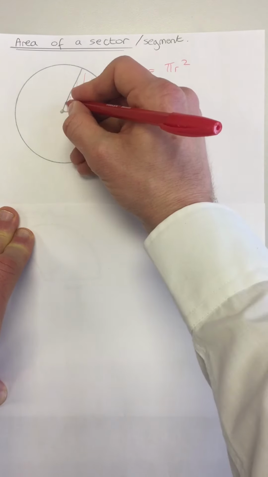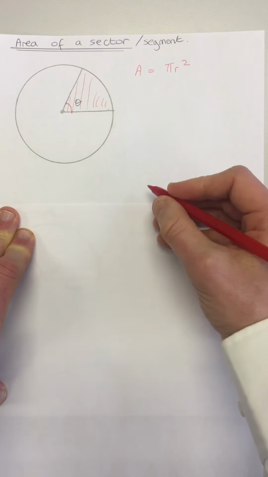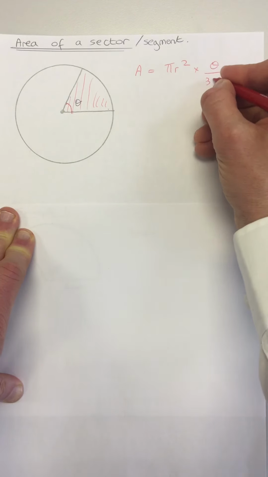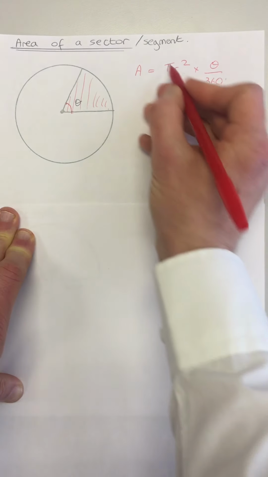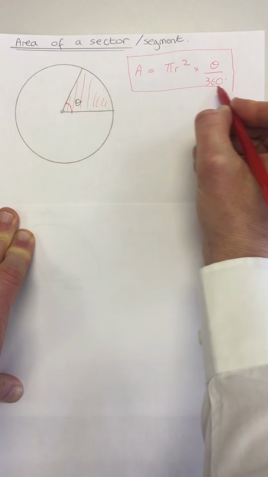And as we saw in the previous topic, if this angle here, we'll call it theta, then the fraction of the circle that we have here is theta out of 360. So this is your formula for working out the area of a sector.